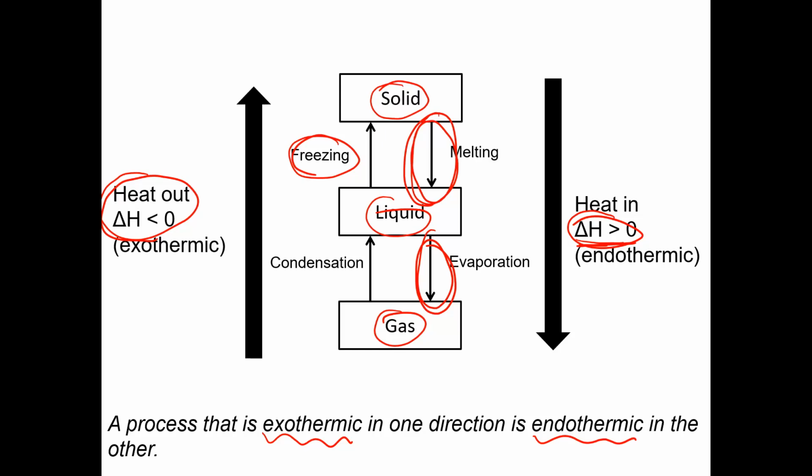The amount of energy that we have to put in to evaporate 1 mole of something is the same as the amount of energy that is released when we condense 1 mole of something. The energy that we have to put in when we melt 1 mole of a substance is the same as the energy that is released when we freeze 1 mole of a substance. So the sizes of the energy changes for a particular phase change are constant, but depending on the direction we're going, it might be exothermic or it might be endothermic.